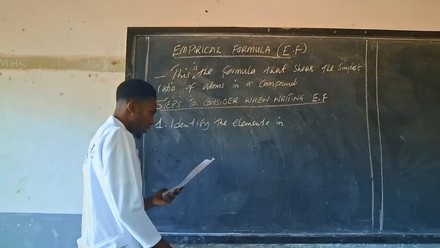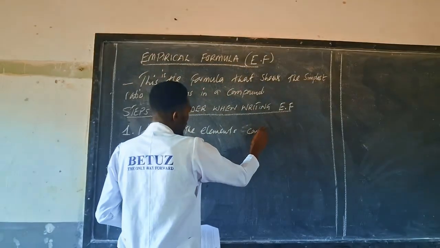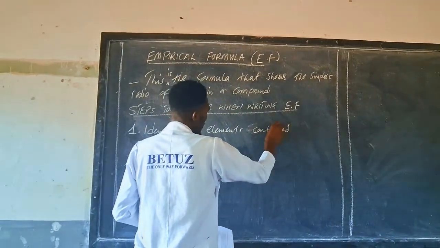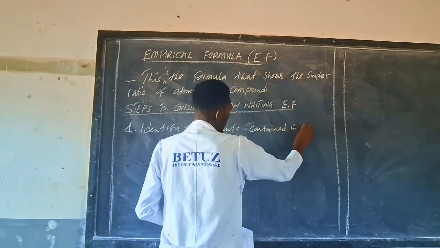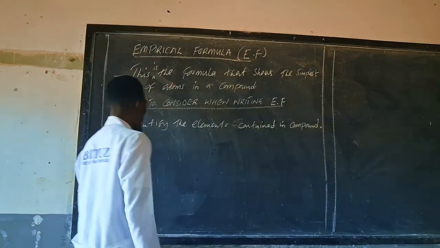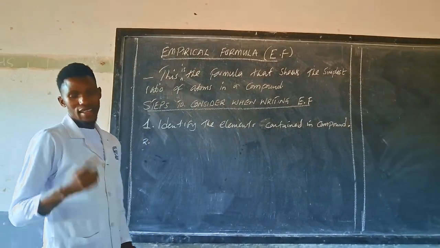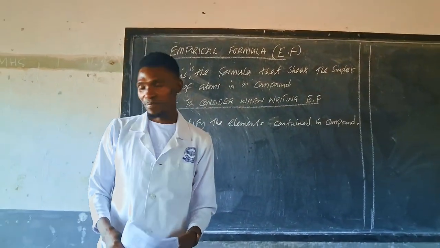So identify the elements that are contained in a compound. You should identify the elements which are contained in the compound. That is the first step.